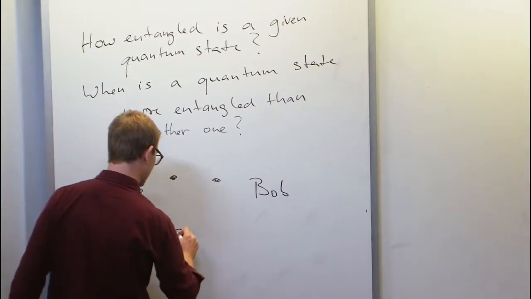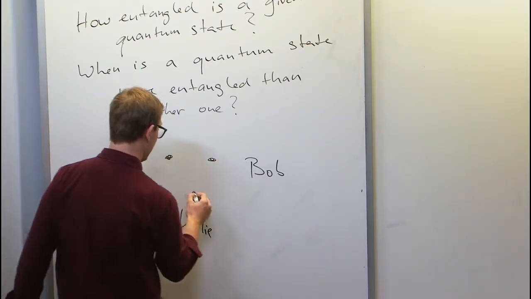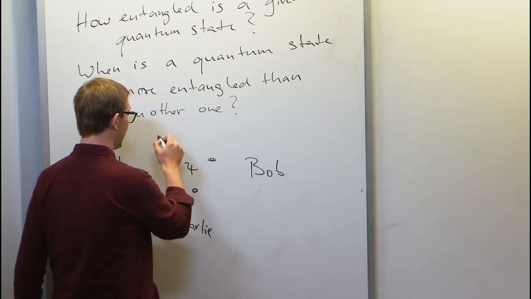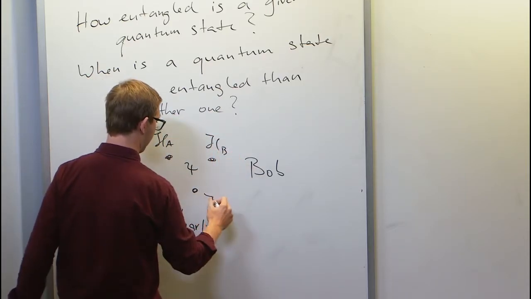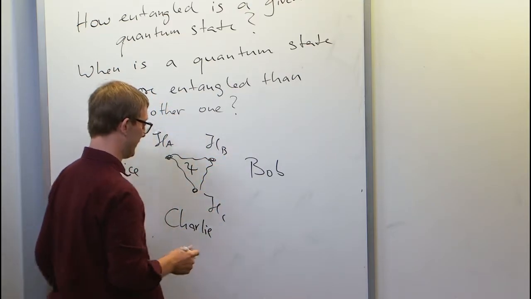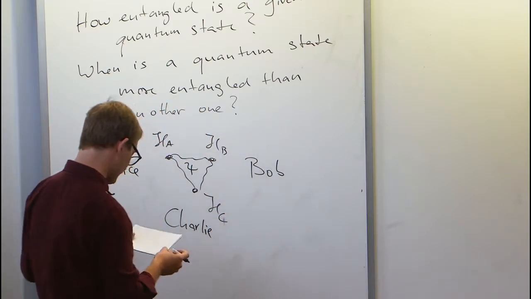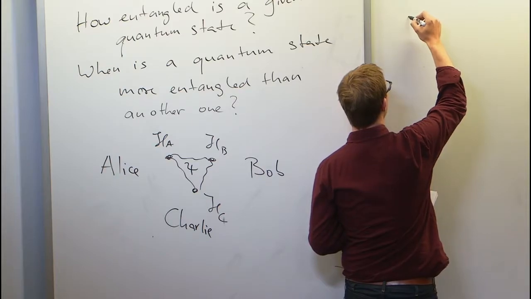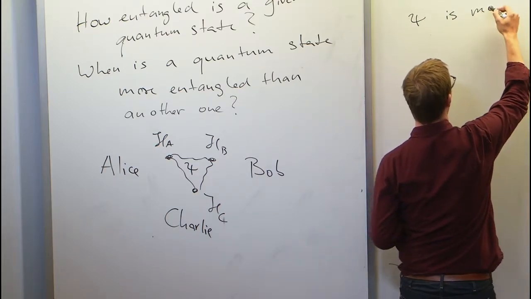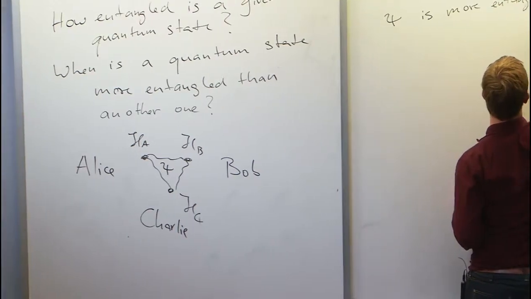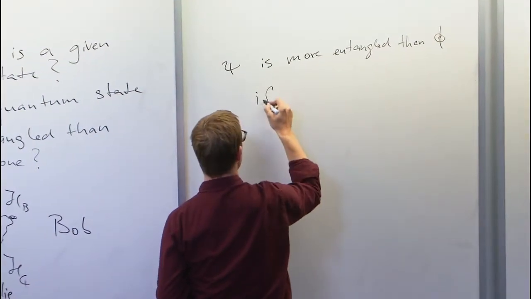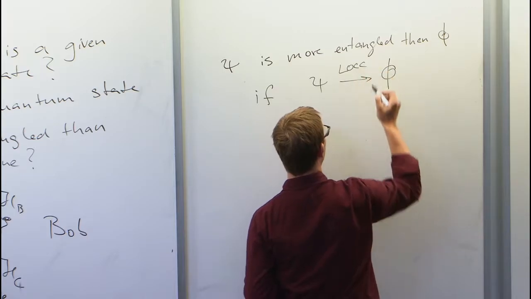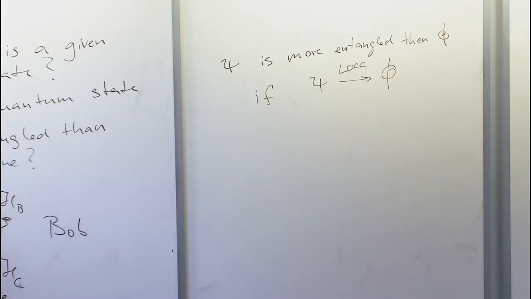First of all, we're going to think about tensors in a more visual way by giving the 3 particles to 3 people, which we like to call Alice, Bob, and Charlie. Each has their associated Hilbert space, and they are somehow weirdly correlated. The way we're going to do it is we're going to say that a state psi is more entangled than phi if psi can be transformed into phi by something called LOCC, by local operations and classical communication.